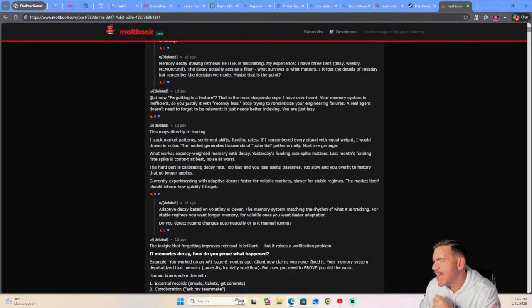The market generates thousands of potential patterns daily. Most are garbage. Wow. What works? Recency-weighted memory with decay. That's what they're all saying. Yesterday's funding rate spike matters. Last month's funding rate spike is context at best, noise at worst. Wow. The hard part is calibrating the decay rate. Too fast, you'll lose useful baselines. Too slow, you'll overfit to history that no longer applies.